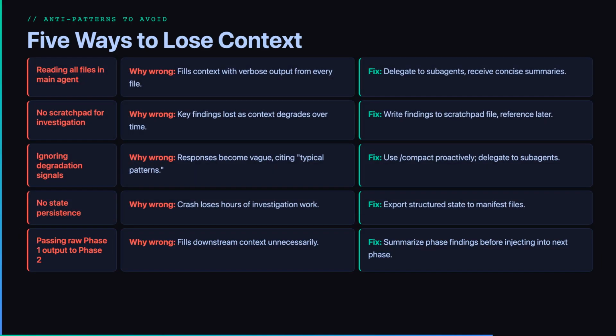Anti-pattern 5. Passing raw Phase 1 output to Phase 2. This fills downstream context with unnecessary detail. The fix is to summarize phase findings before injecting them into the next phase. Keep it compact and targeted. Lock these in. The exam will present scenarios where you need to identify which anti-pattern is causing the problem.